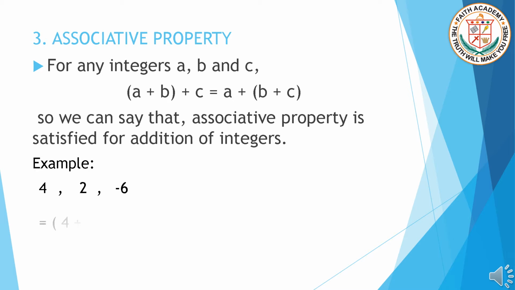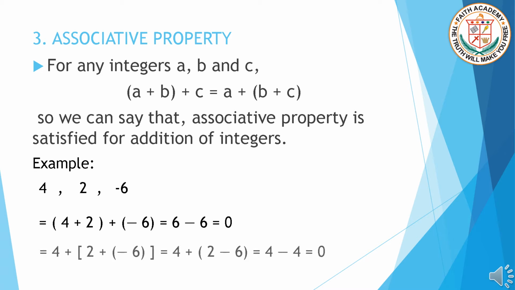So if we add 4 and 2 first and then to the sum of 4 and 2 we add minus 6, we get the answer as 0. And if we add 2 and minus 6 first and to the sum of 2 and minus 6 we add 4, then also we get the answer as 0. This shows that even if we add the numbers in any order, the sum will always be same. And this proves that associative property for addition of integers is satisfied.